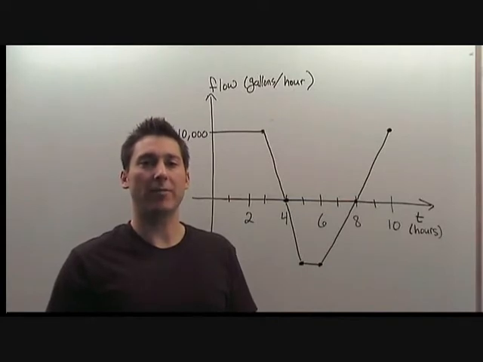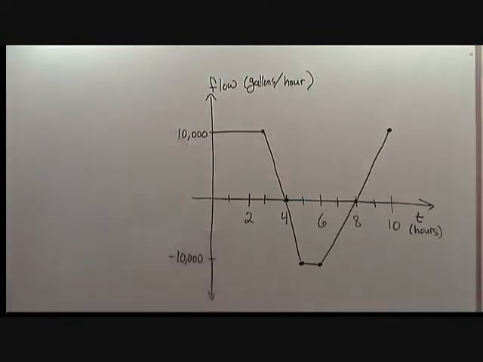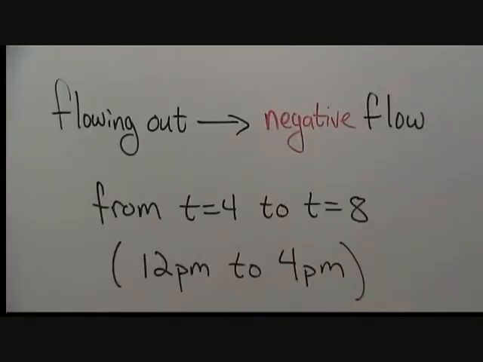We are given a graph of the flow rate. Therefore, all we need to do is look on this picture at where the graph is negative. The flow rate is negative from t equals 4 to t equals 8. Therefore, the answer to part A is from t equals 4 to t equals 8, or from 12 p.m. to 4 p.m. Remember that t equals 0 was 8 a.m.